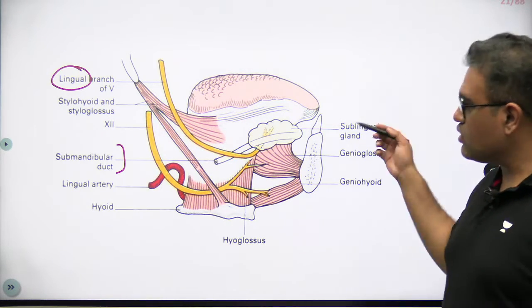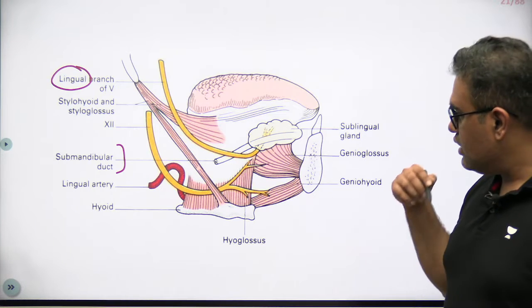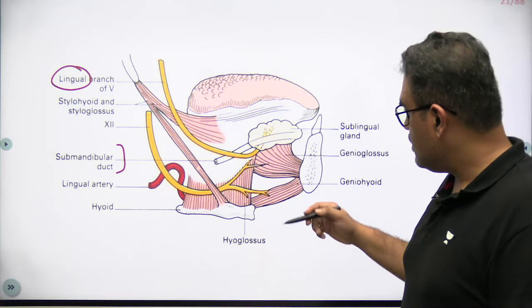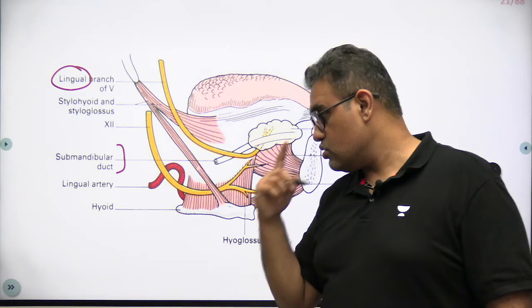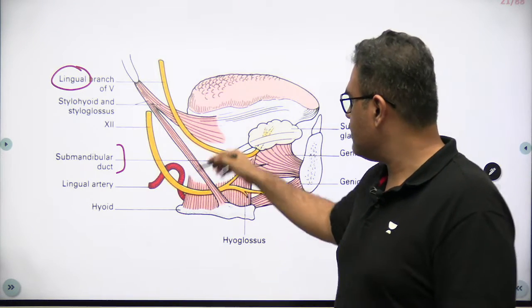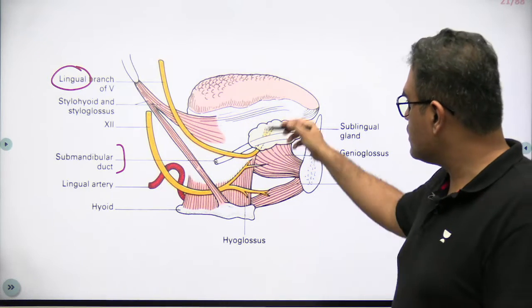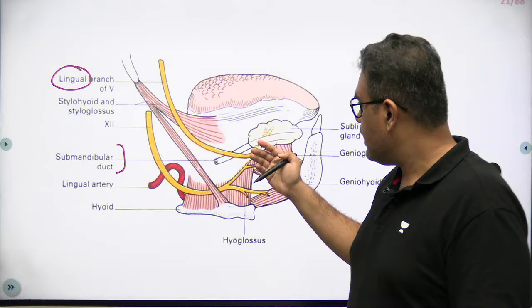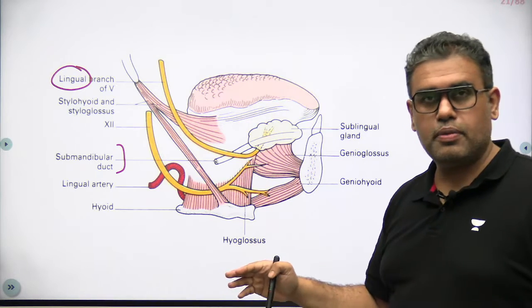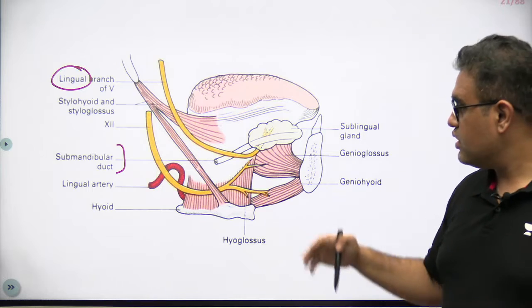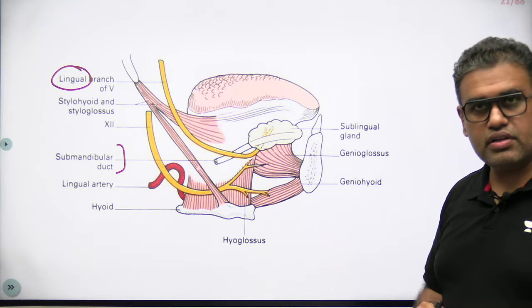So images are going to help you a lot. A few years back, questions used to come about the relations of hyoglossus. So you can see the hyoid bone over here and this quadrilateral sort of muscle going from the hyoid bone to the tongue, that is hyoglossus. And this lingual nerve, hypoglossal nerve, submandibular duct, these are all superficial relations to the hyoglossus muscle. So these sort of questions have come, right?